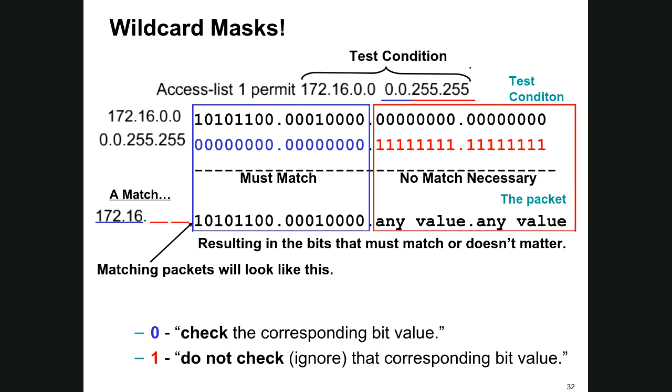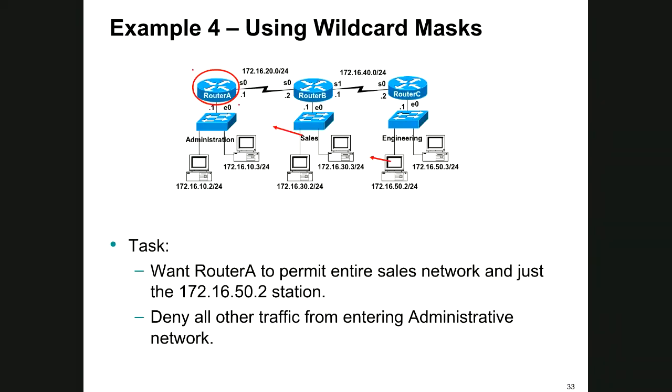172.15, 172.17, close, but no cigar. This is not horseshoes. They don't match. They will not be permitted. Only that one will be permitted.